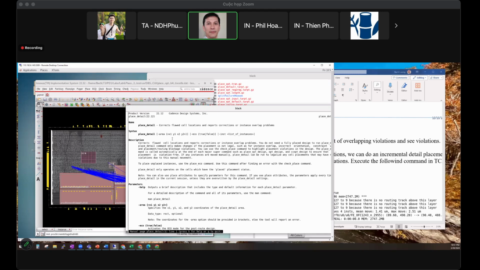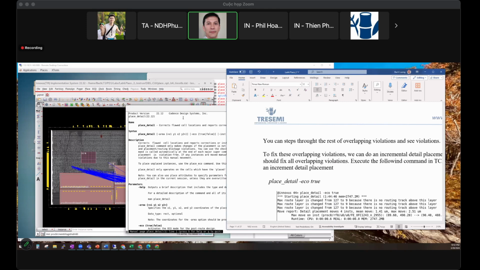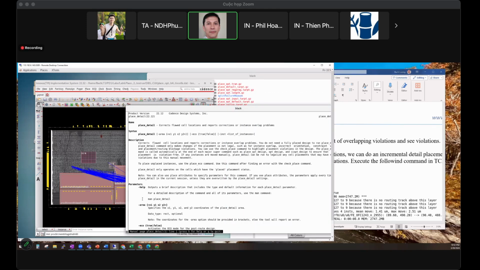On a big design, we usually do it per instance. Like if you have a list of 10 instances, I just give the list and only place those instances. The runtime is much quicker. But this design is so small, I just do place_detail -eco true, and it fixes anything in there. Or you can do per area. This is how you can get the syntax. So for the lab, if you know the cell, you can follow the instruction and do place_detail with the instance option, and it'll fix that problem.